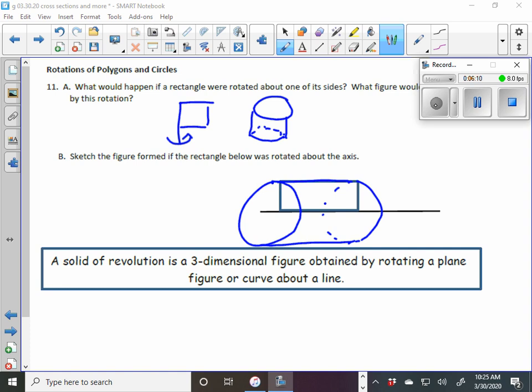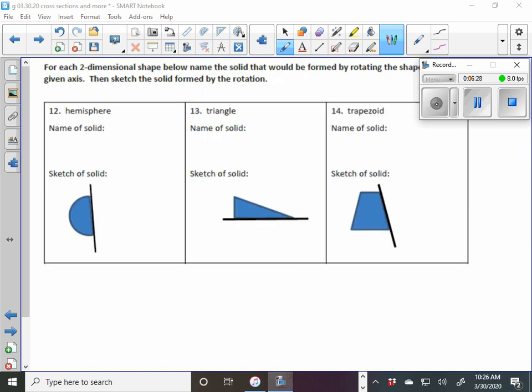And again, this can be done with all kinds of different shapes. It's kind of interesting to play with this. A solid of revolution is a three-dimensional figure obtained by rotating a plane figure or curve about a line. So they ask us to do this a couple more times. This ends up being a sphere. This one ends up being a cone. This one will end up being, they call this a frustum.